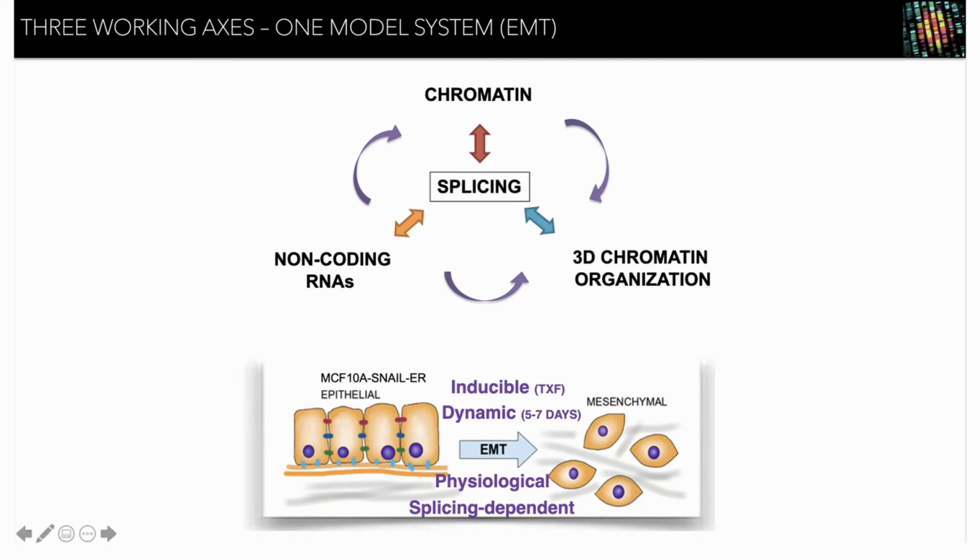Moreover, this reprogramming is very dynamic. In one day, we start observing the first changes in chromatin and splicing, and by 5-7 days, it's done. The cell has completely changed its morphology and its phenotype. It's inducible and reversible, and also it's completely splicing dependent. There is a list of splicing events that change during EMT, and by just touching one of the splicing events, you can prevent EMT or you can induce EMT. So splicing is a major regulator.